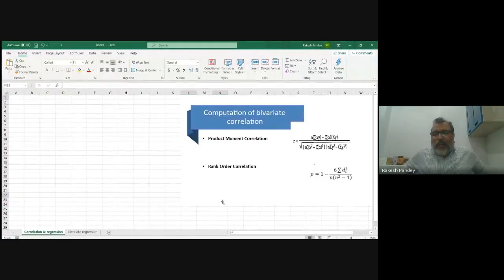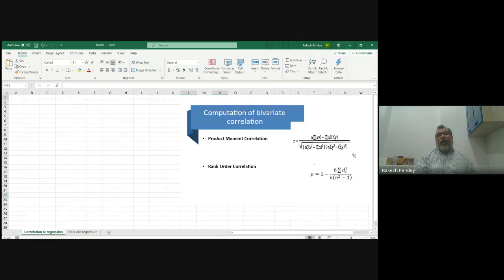In bivariate correlation, in your syllabus, we have two types of correlation. One is called product moment correlation. This correlation is calculated when the two variables are measured on interval scale or higher. Variables can be on nominal, ordinal, interval, or ratio scale. When variables have continuous scores measured on interval and ratio scale, we generally compute the product moment correlation, and this is the formula.